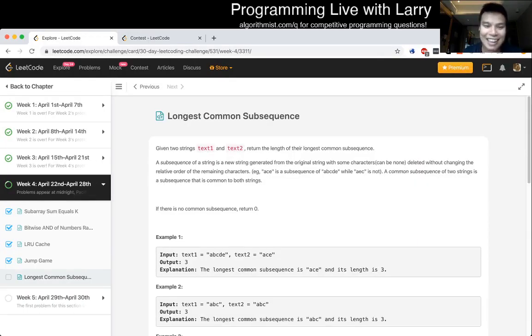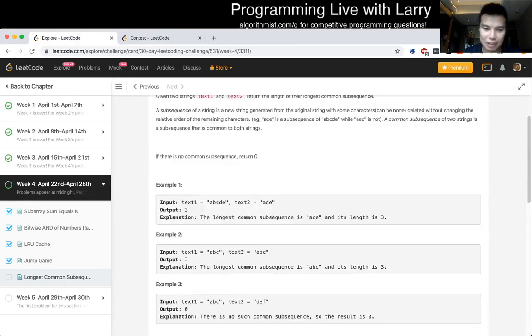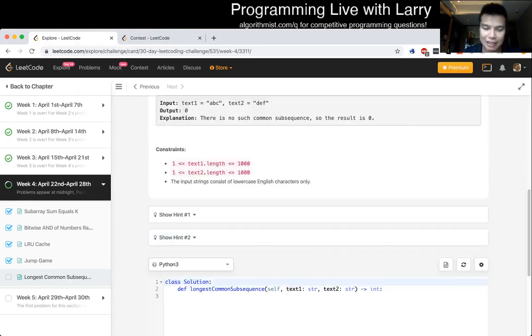Anyway, longest common subsequence. Given two strings, text1 and text2, return the length of the longest common subsequence. The subsequence of a string is a string with some characters deleted. I mean, this is a very common definition, so I feel like that's okay. If there's no common subsequence, return 0. And n is 1,000. So, okay.